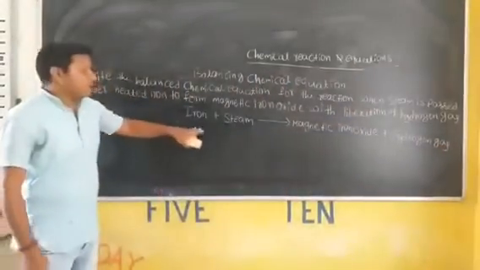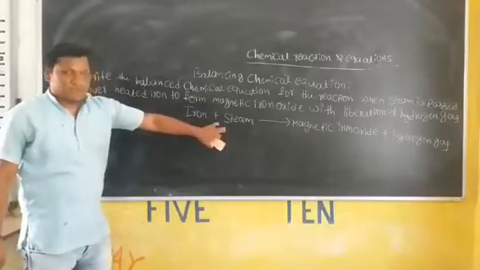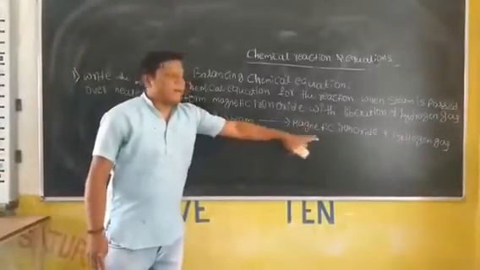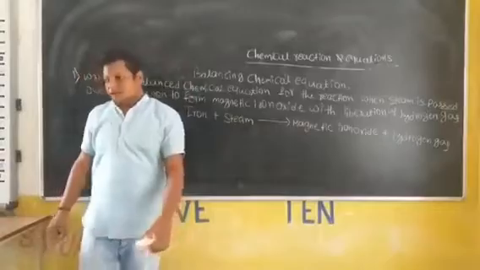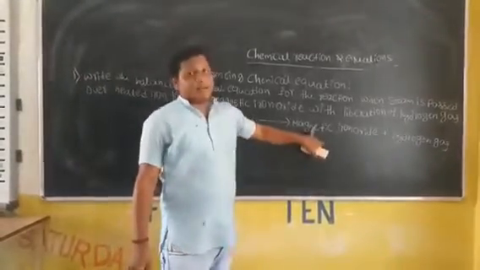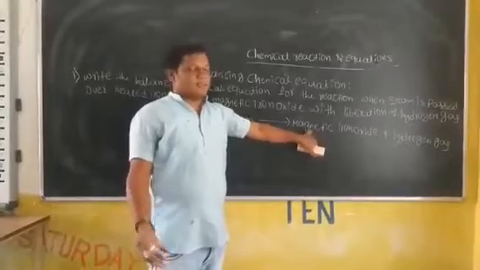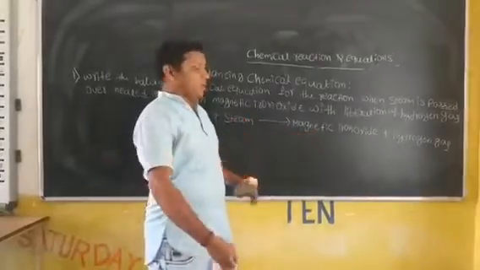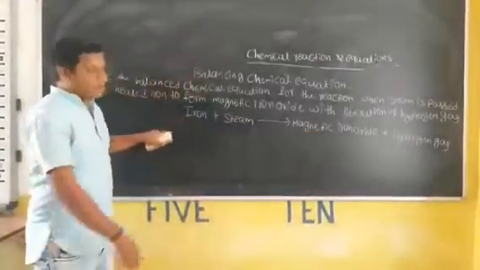That is, iron reacts with steam. It produces magnetic iron oxide with the liberation of hydrogen gas. Sometimes we call it magnetic black. Okay, why do we call it magnetic black? I will explain in the next step. Then this is the first step.